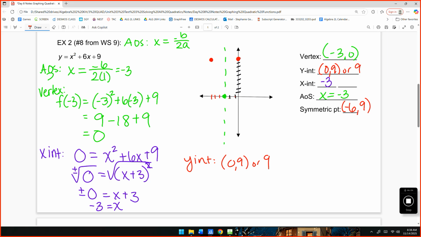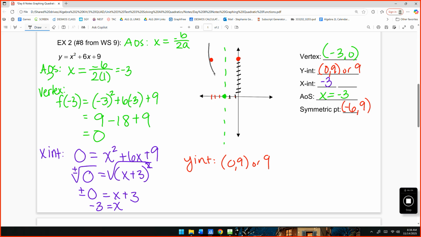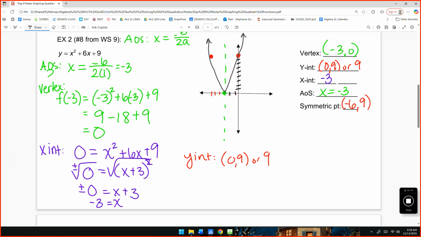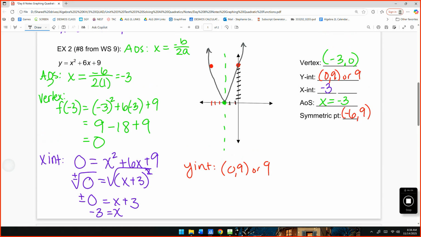All right, and then we have enough information to, oh, that looks horrible, I'm so sorry. That's not supposed to look like a pair of tweezers or whatever it is I have that looking like. Okay? All right, so sometimes that happens where our vertex and our x-intercepts are the same. Okay, any questions so far?